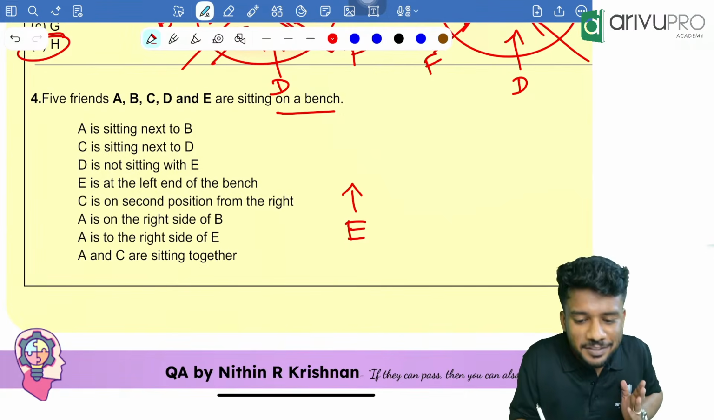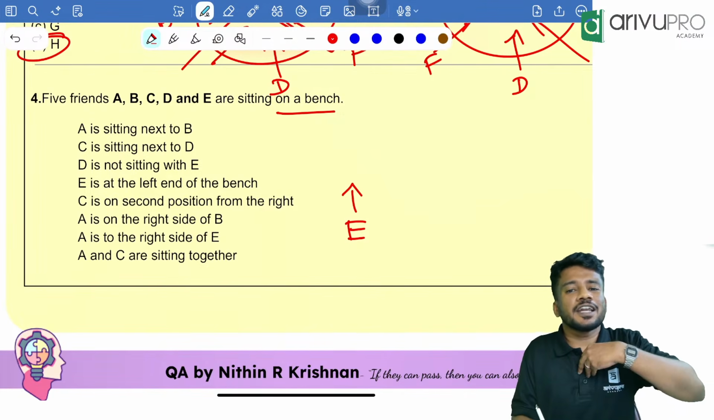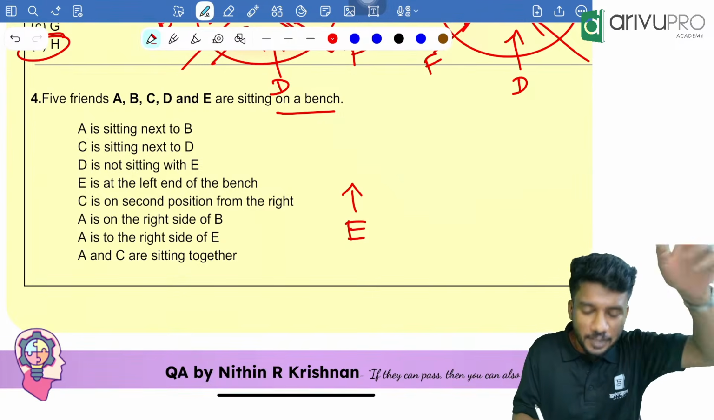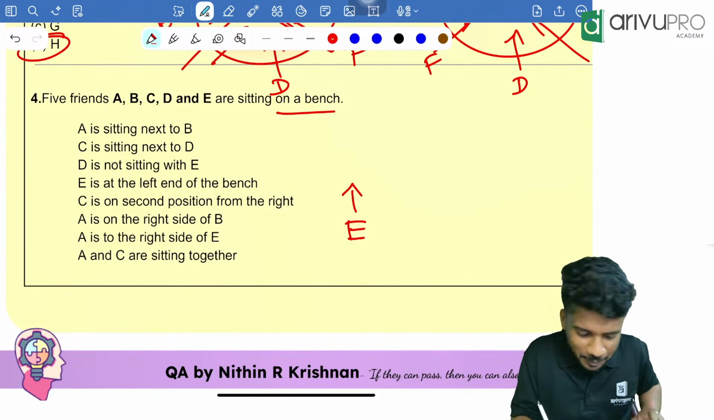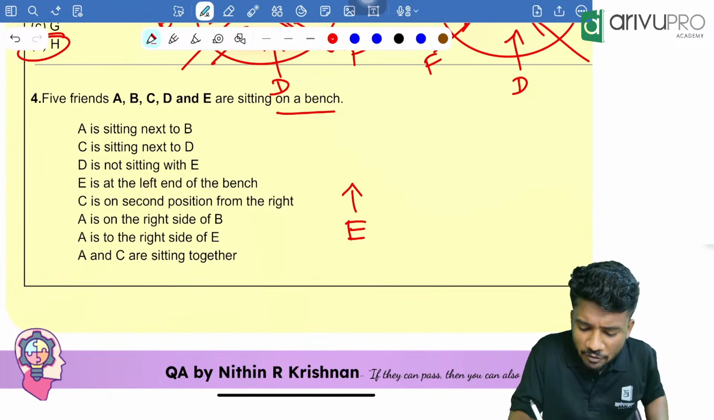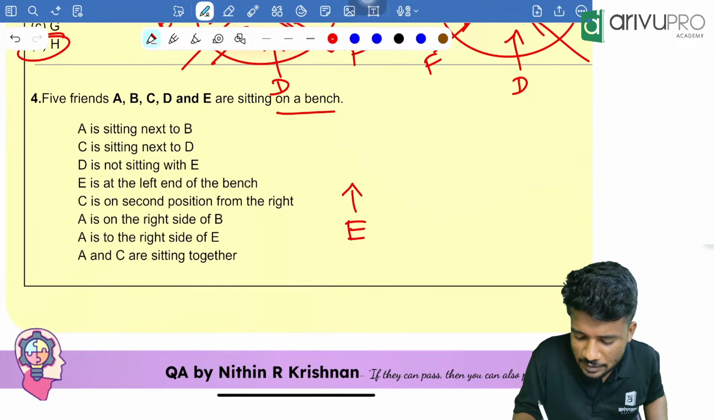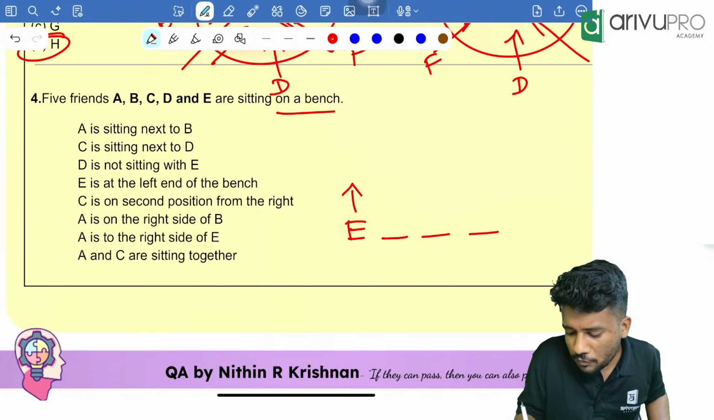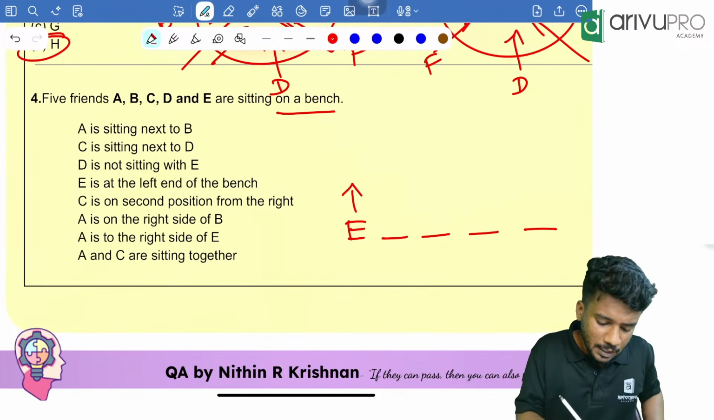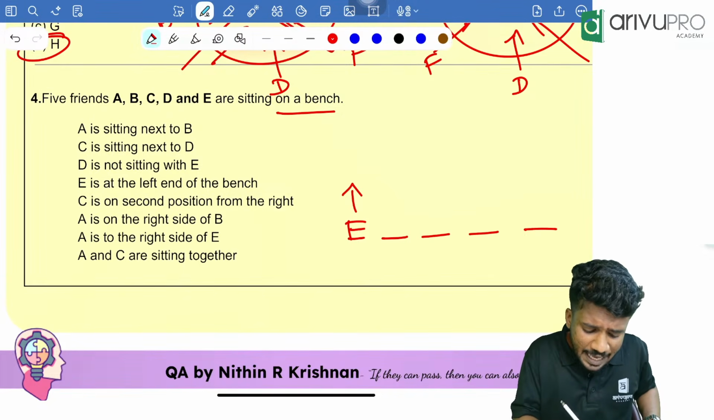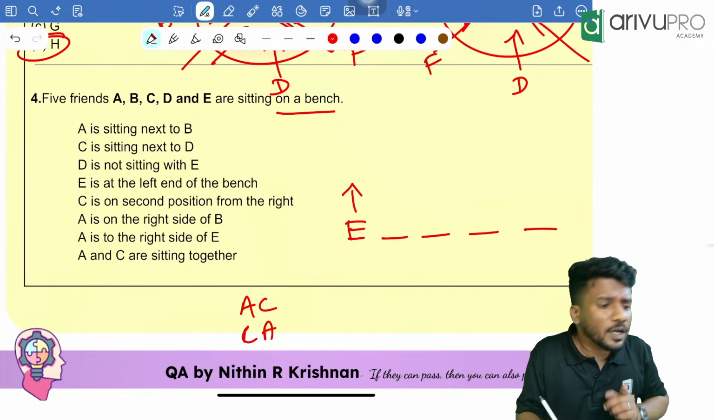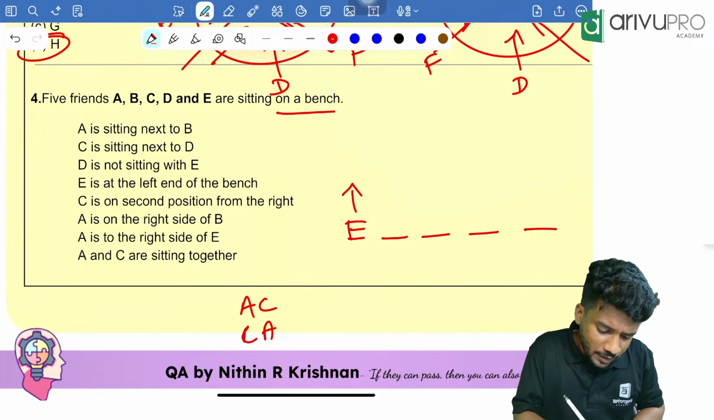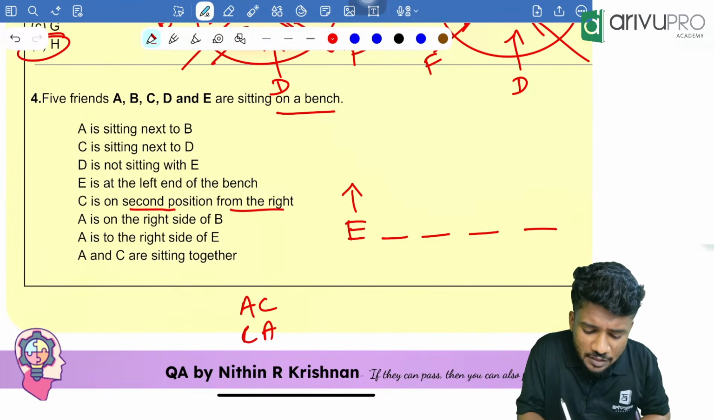If the direction is not given, we will assume that they are looking towards north. So, who is at the left end of the bench? E is at the left end. How many people are there in total? 5 people. That means if E is there, then 2, 3, 4, 5. Then what is given? A and C are sitting together, either like this or like this. Then what else is given? A is to the right side of B. C is on the second position from the right.